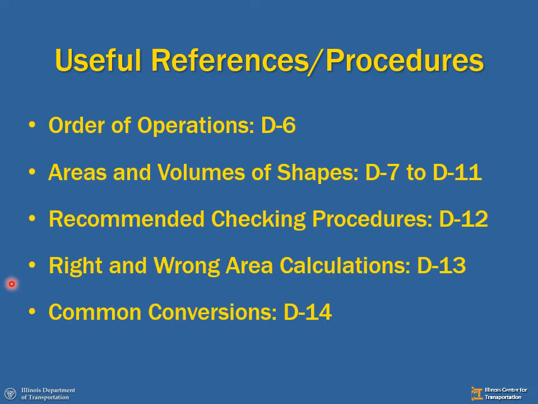Some useful references in completing our calculations and checking our work. In section D of the DOT guide, we've got some math help. Pages D7 to D11, we have formulas for calculating areas and volumes of shapes. On page D12, we have some recommended checking procedures that we will talk about. Page D13, we have some common areas that are miscalculated. And on page D4, we have some common conversion factors.